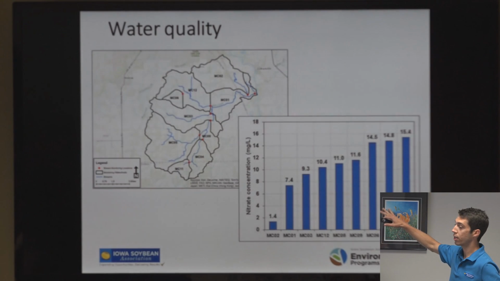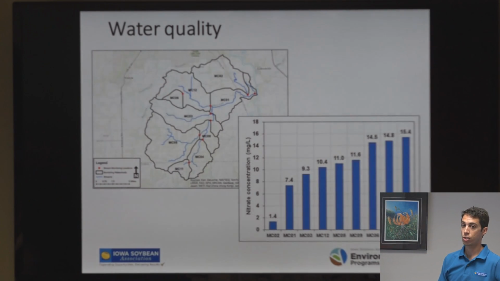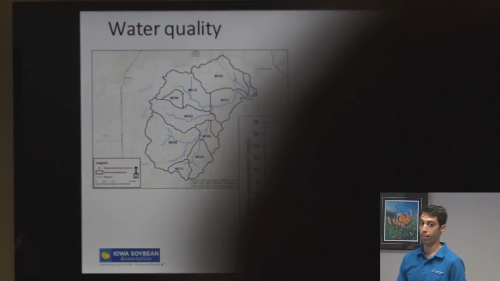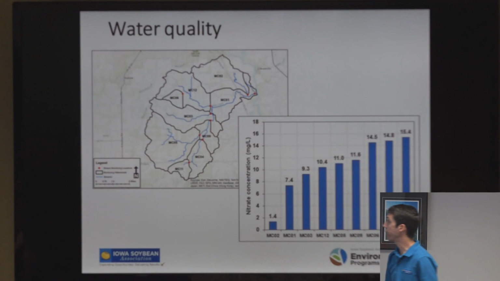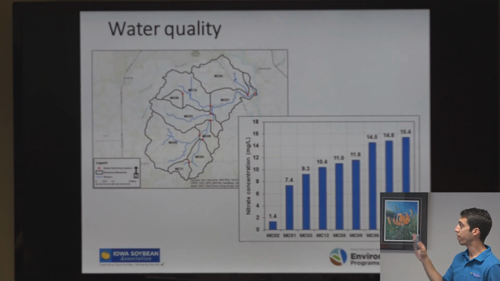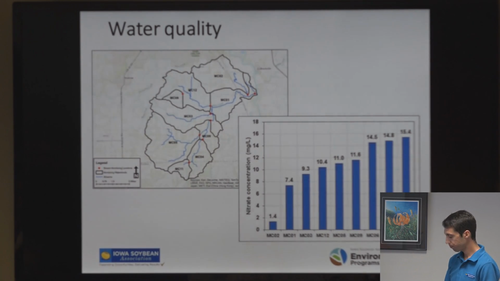So when we're thinking about where conservation practices should be implemented within the entire Miller Creek watershed for maximum water quality benefit at the outlet, which is this MC01 point right before Miller Creek enters the Cedar River, we want to think about water quality within the Huc 12 watershed, not just as a whole.